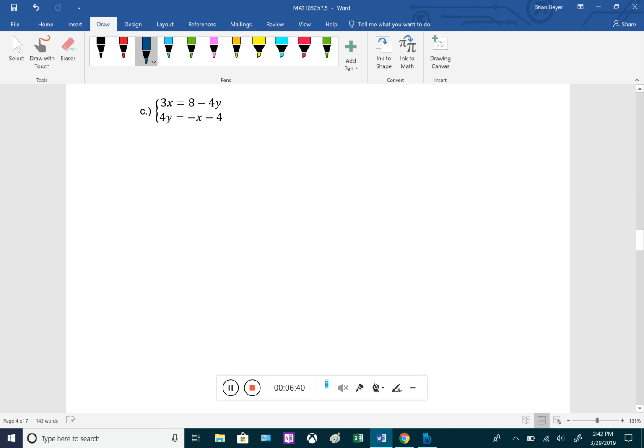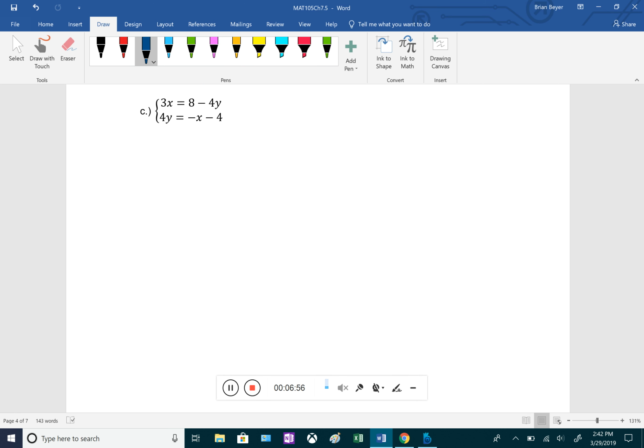Okay, a couple more here. So the next one, 3x equals 8 minus 4y, and 4y equals negative x minus 4. So the first thing to recognize here is that this is not in the correct form yet. We have to get this so the x and y are on the left and the constants on the right.